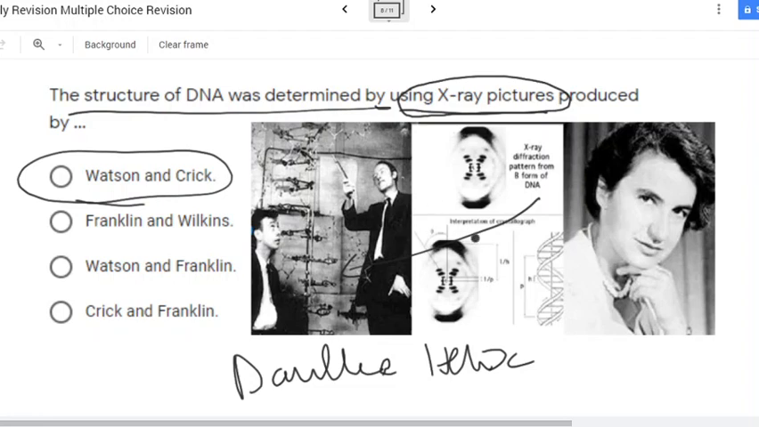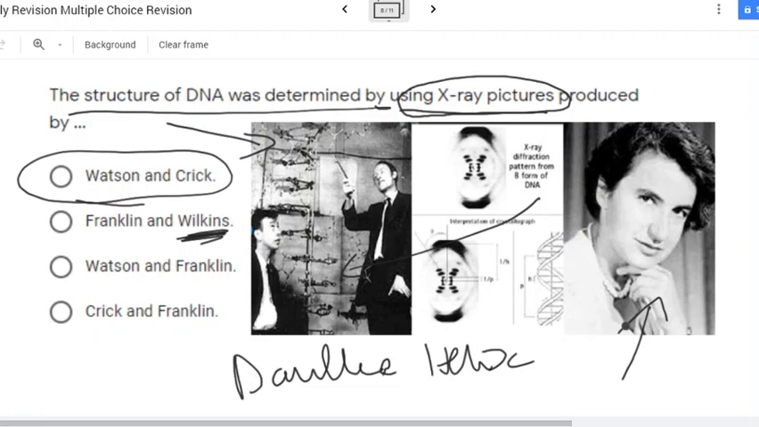The interesting story about this is that Maurice Wilkins, who's not even pictured over here, was in charge of the research that Rosalind Franklin was doing, and he, without her consent, showed the picture to Watson and Crick, James Watson and Francis Crick. And then later, for their research, James Watson and Francis Crick actually got the Nobel Prize.